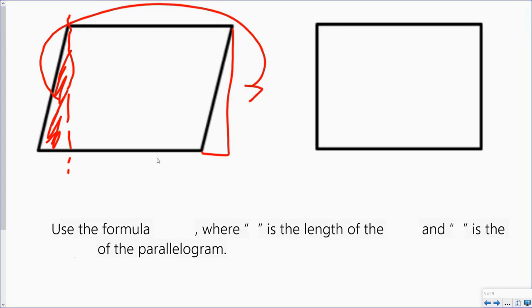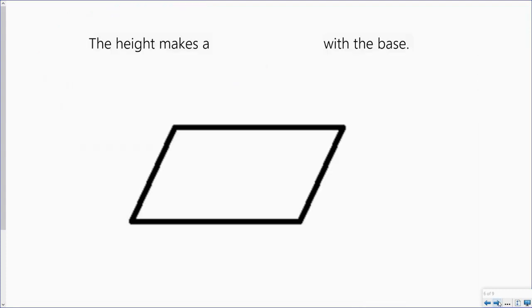So I'm going to use the formula A equals base times height, where the B is the length of the base, and the H is the height of the parallelogram. Exactly the same thing as I did with rectangles and squares. And again, the height makes a 90-degree angle with the base.